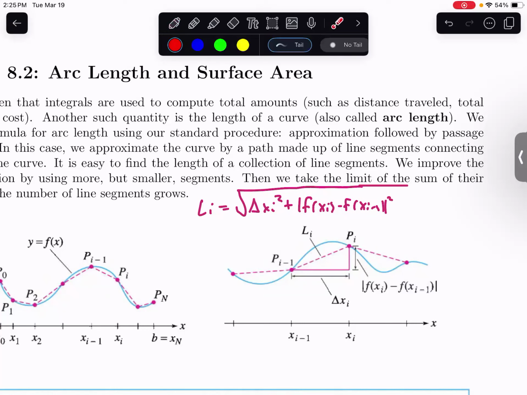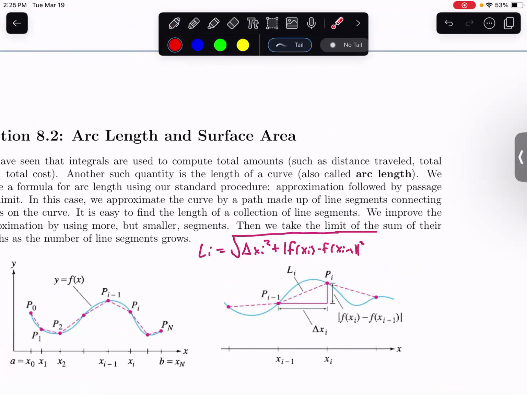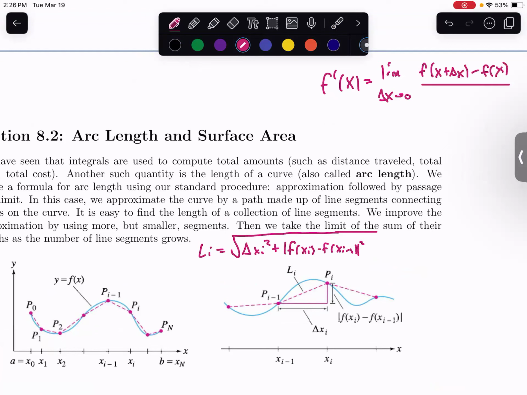And so this f of x_i minus f of x_{i-1} is kind of close to a derivative. The derivative of a function, loosely speaking, and I don't want to go too much into detail about this, is something of the following form: f of x plus delta x minus f of x, over delta x.